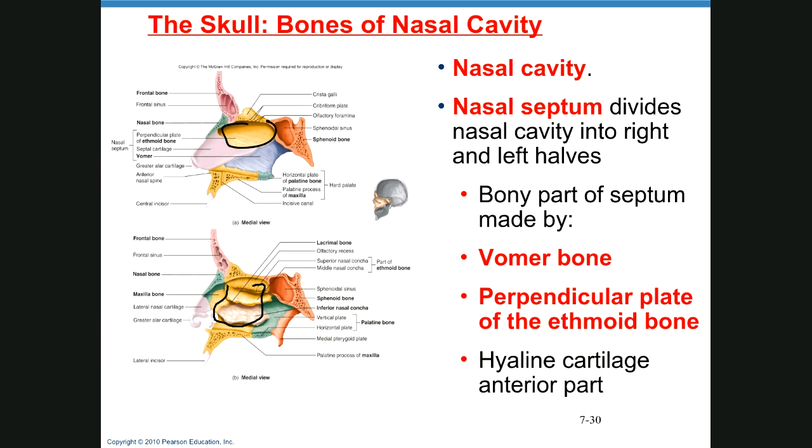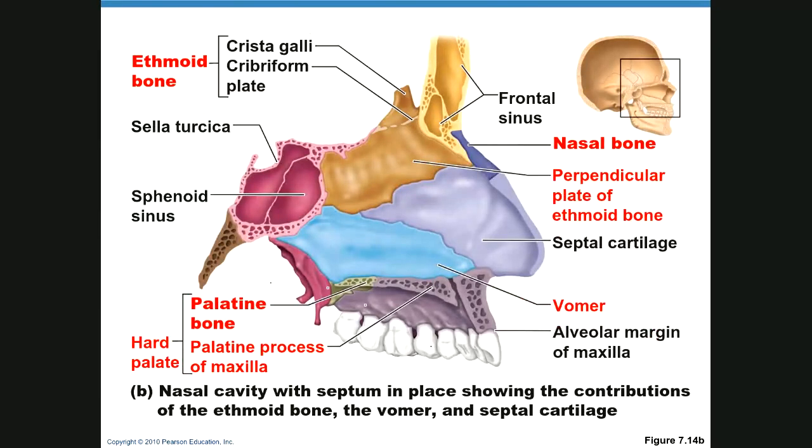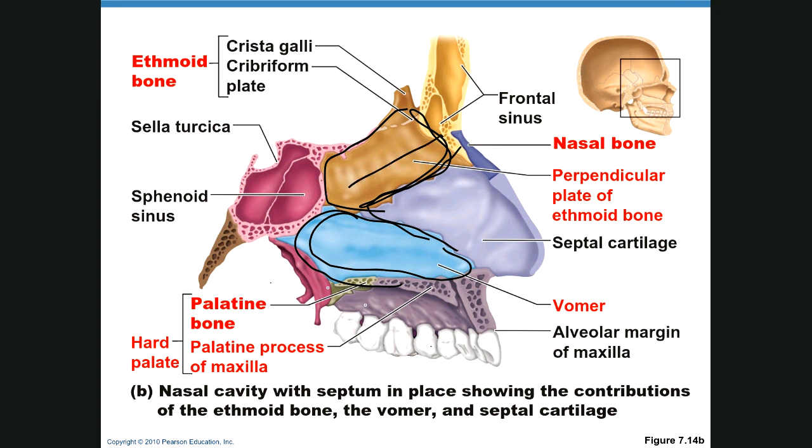This green one is the nasal bone. And let me actually show you this picture right here. It's a little bit better. So this is the vomer right here. This is the perpendicular plate of the ethmoid. So the two bones that make the walls of the nasal cavity are the perpendicular plate of the ethmoid and the vomer. Okay.